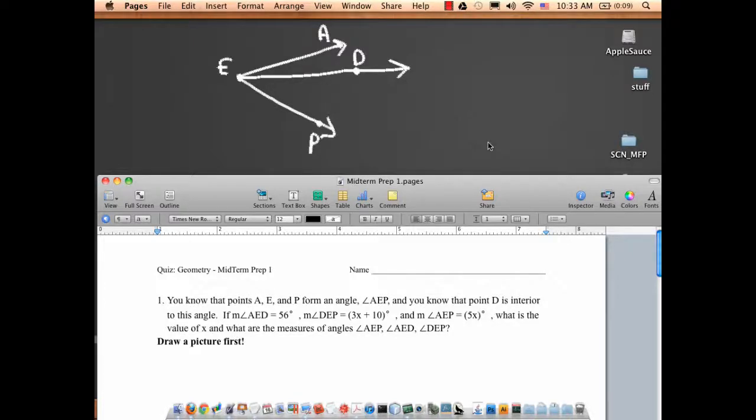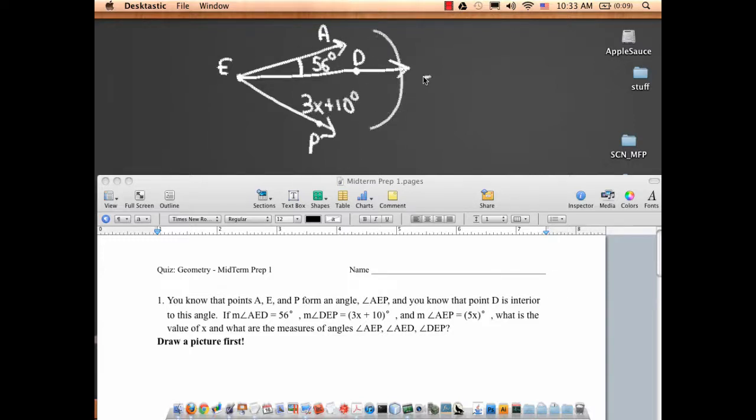So I know that D is interior to the point. And I know that angle AED is 56 degrees. So 56 degrees is this. I know that DEP is 3x plus 10 degrees. And I know that AEP, the whole thing, is 5x.